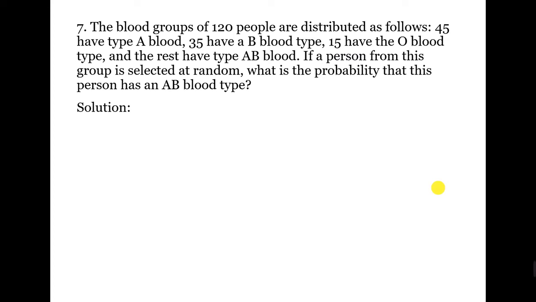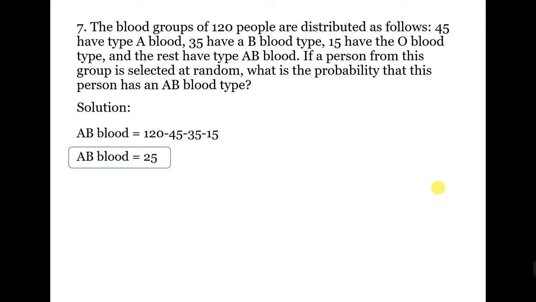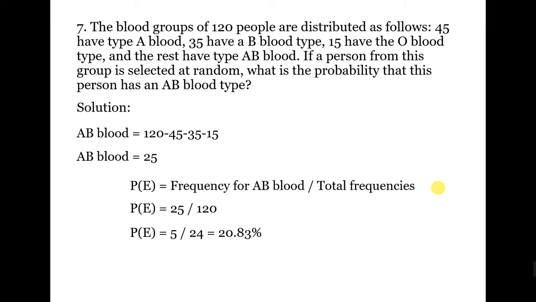The first thing that we need to do is to find out how many total people belong to type AB blood. The answer is equal to 25. Now let us substitute all of the given values to their corresponding formula of frequency. So the answer is equal to 5 all over 24, or approximately 20.83% belongs to the type AB blood.